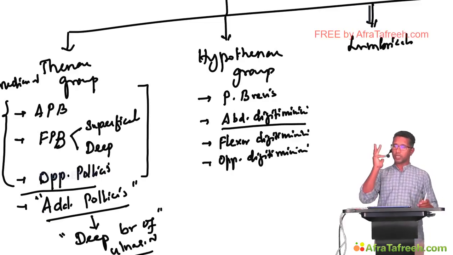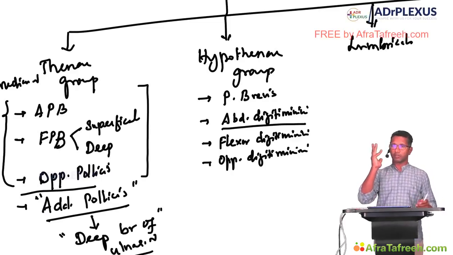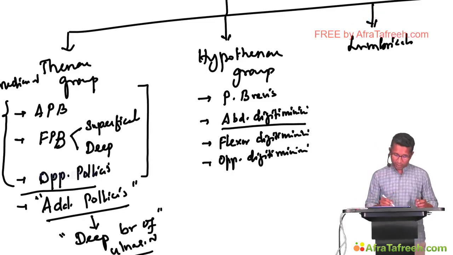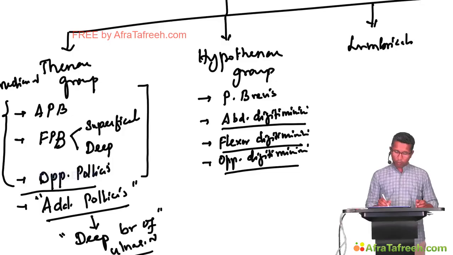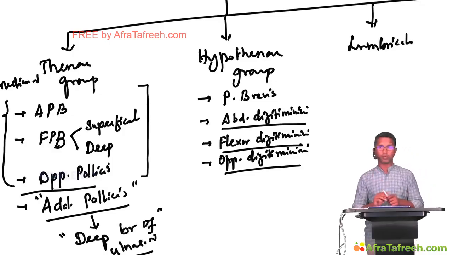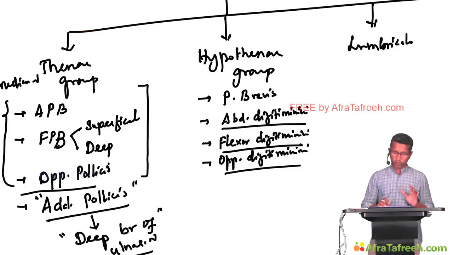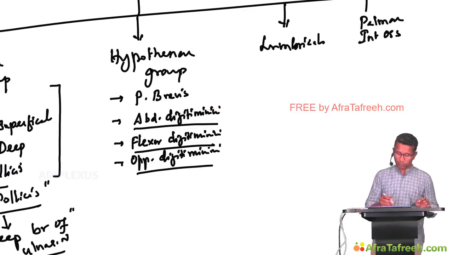If I want to flex my little finger at the metacarpophalangeal joint, flexor digiti minimi will help. Opponens digiti minimi, you all know, this is the opposition. So these are the actions of the hypothenar group. Don't worry too much about the hypothenar group. We'll go to the next important group, that is the lumbricals.